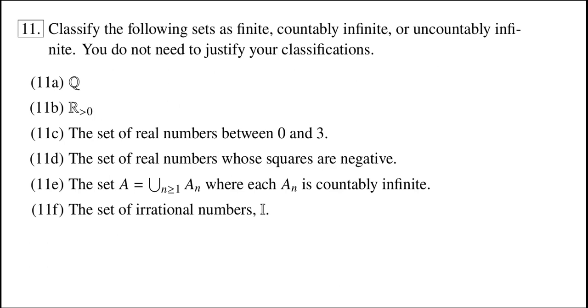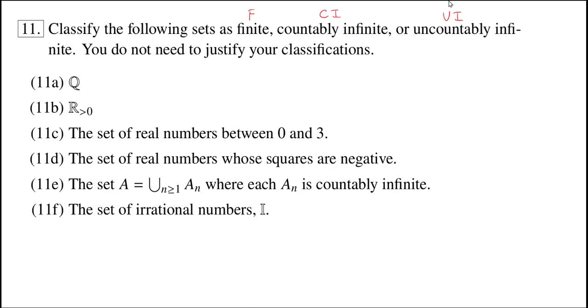Okay, so in problem 11, we're asked to classify, looks like 6 different sets as being finite, which maybe we'll write as F, countably infinite, so how about CI, or uncountably infinite, so we'll use UI there. Hey, we don't even have to justify our classifications. Great. So we've seen a lot of these things before.